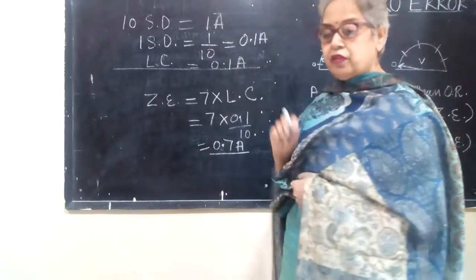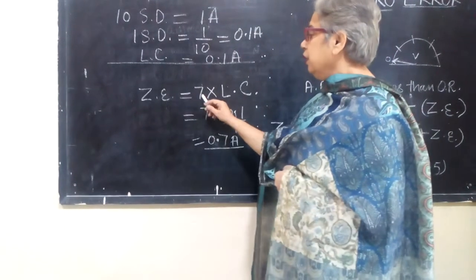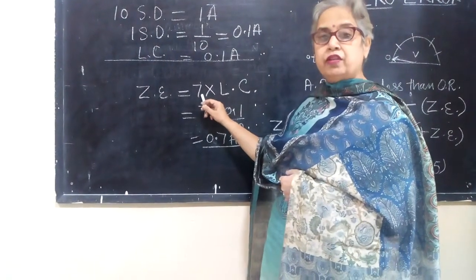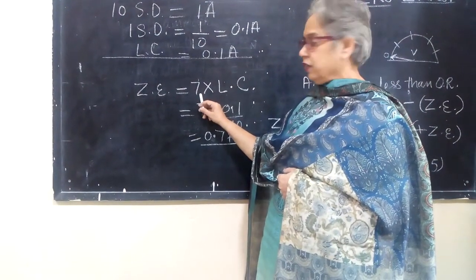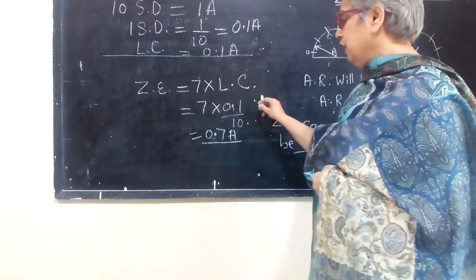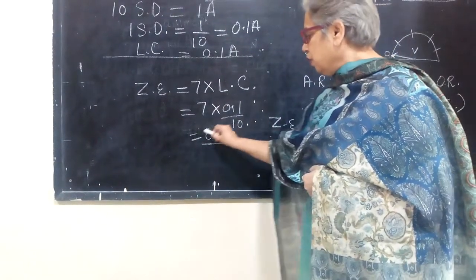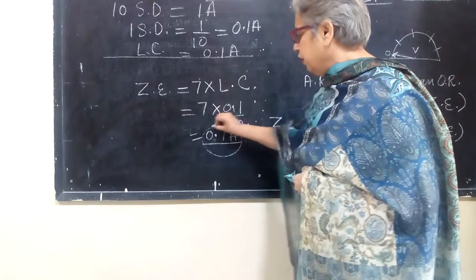Okay. Now, how to find the zero error? Zero error of this particular instrument will be the number of divisions with which the pointer is coinciding multiplied by the least count. So, the zero error is 0.7 ampere.